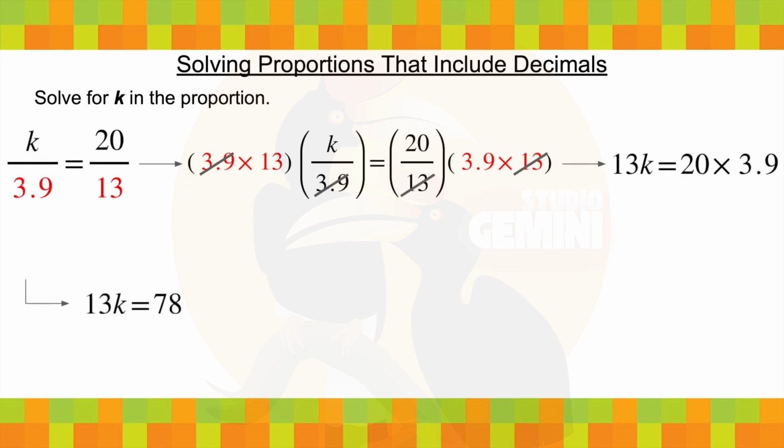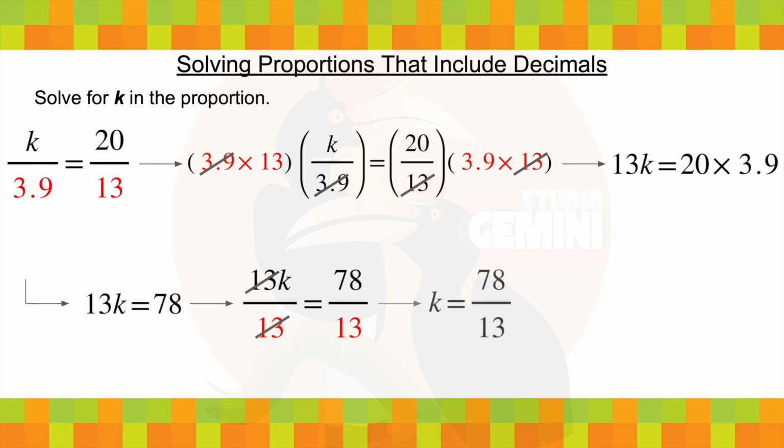Our next step is to divide both sides by 13 so we can isolate the k. We're then going to cancel out the two 13's on the left-hand side, leaving us with k equals 78 divided by 13, which should simplify out to k equals 6.